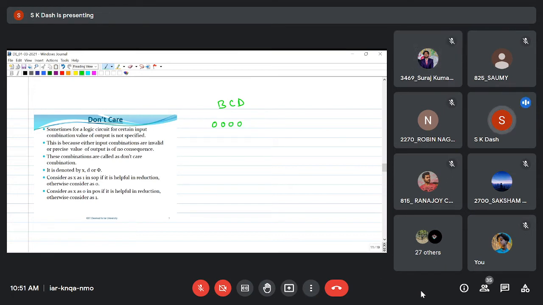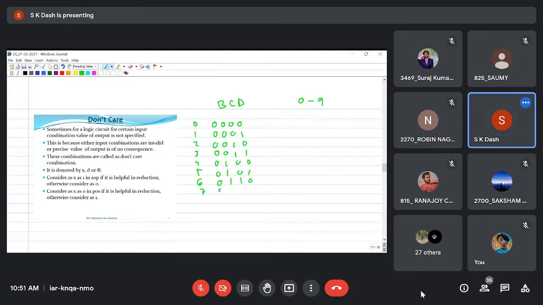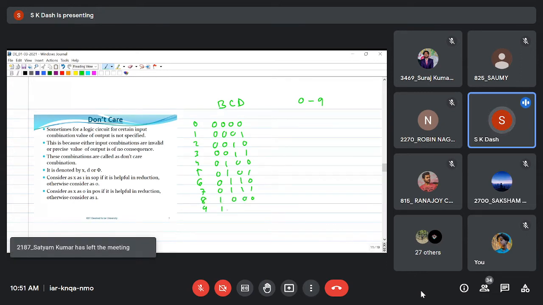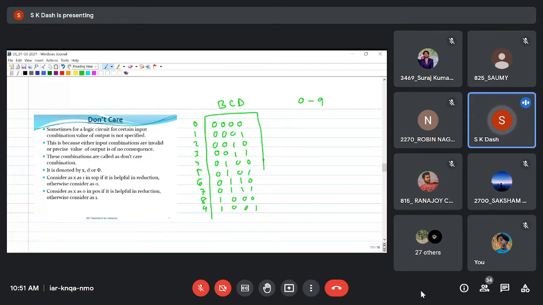Natural BCD is 8421. So why are we using BCD? To represent 0 to 9. How are we representing them? Using these 4-bit binary codes: 0000 for 0, 0001, 0010, 0011, 0100 for 4, 0101 for 5, 0110 for 6, 0111 for 7, 1000 for 8, 1001 for 9. So in 8421 BCD, we are representing 0 to 9 using these 10 combinations.